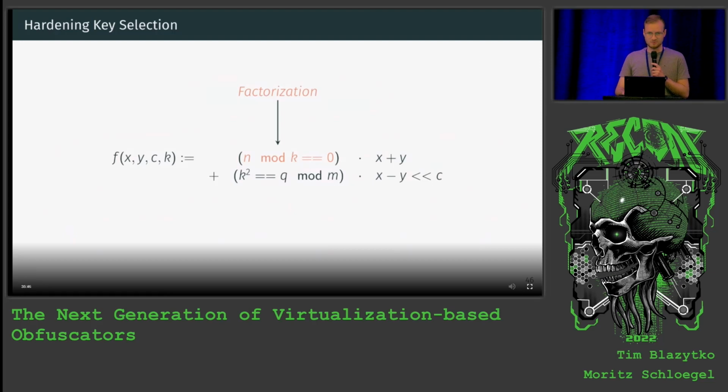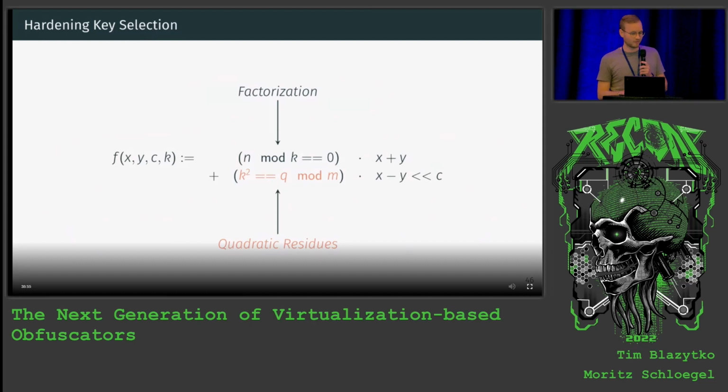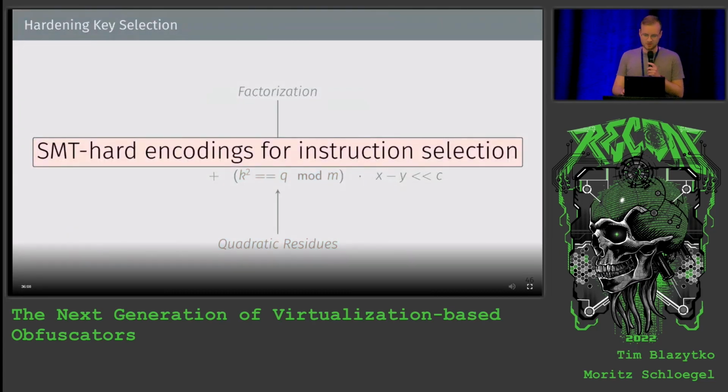So the first one is factorization. So the question we are asking is whether our key k is a factor of some number n. And the second, similarly difficult, is quadratic residues, where we ask whether k to the power of 2 is equal to q modulo m. So doing this is great because now SMT solvers will be stalled. So there's no partial solutions for these problems, and there's just one correct solution, and it's not easy to guess, which makes SMT solvers stall out.